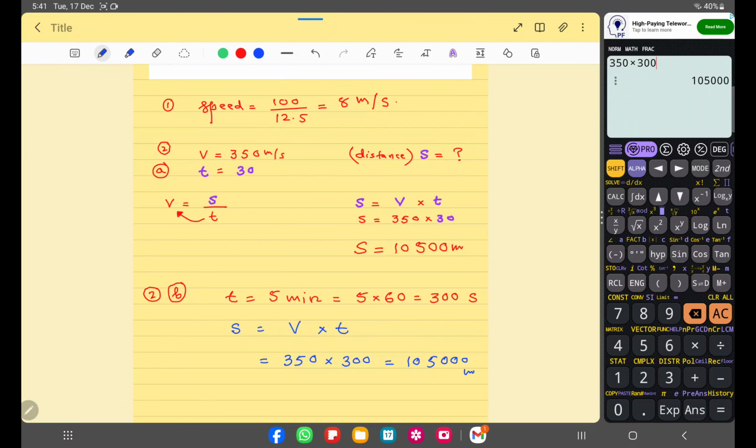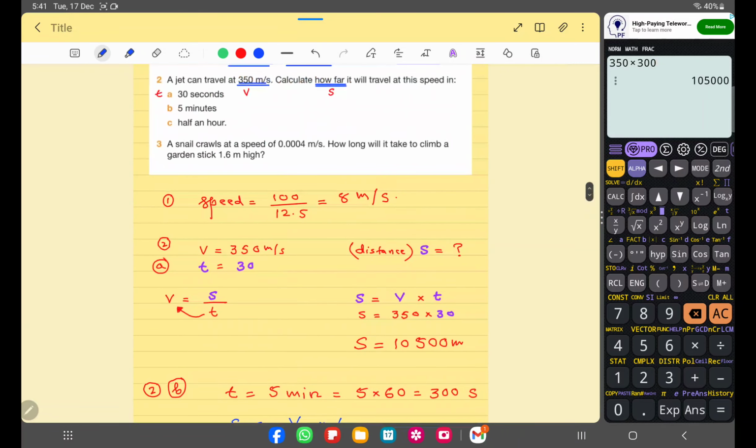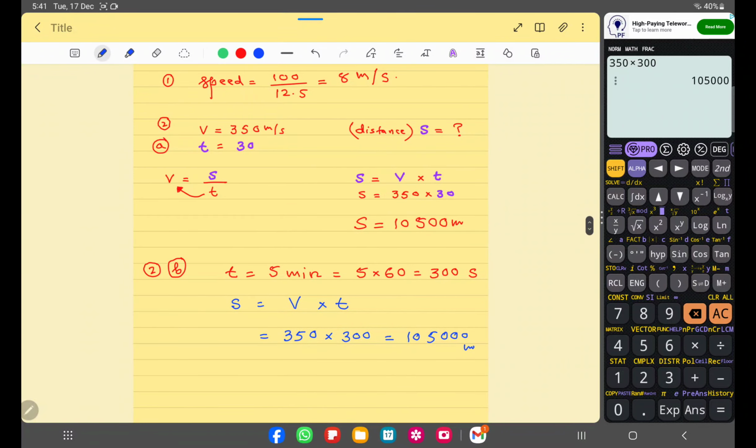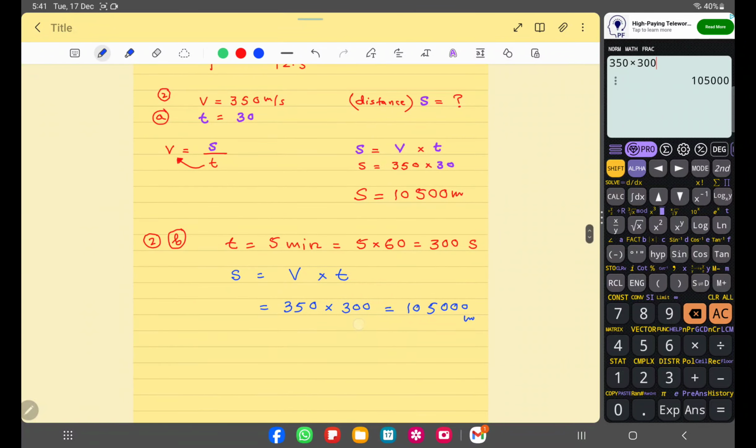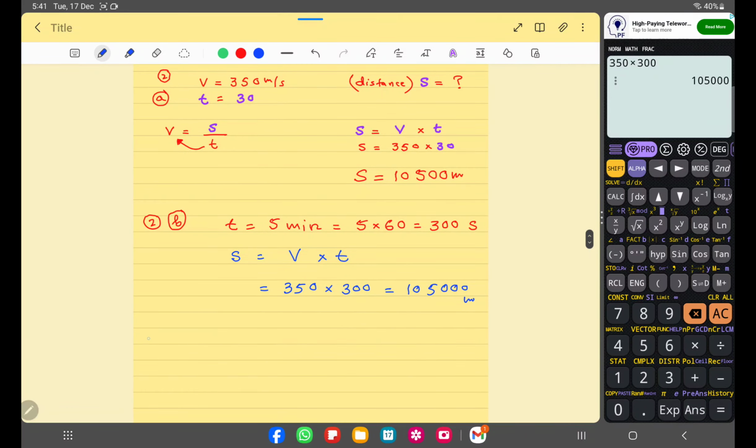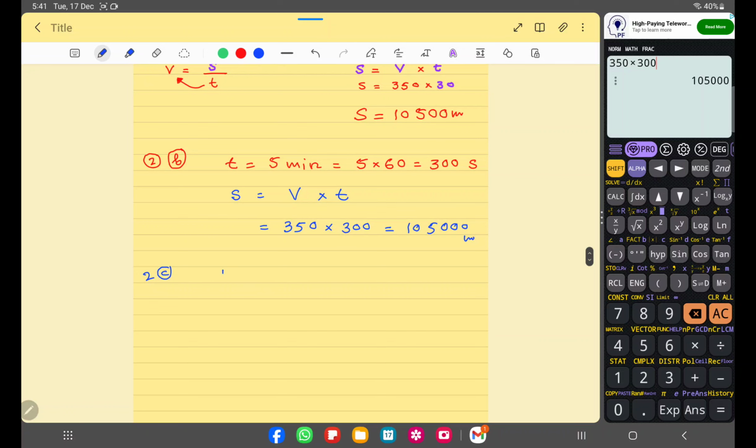That is 2B. And now I'm solving the last part, that is half an hour. How many seconds do you know in 1 hour and how many seconds in half an hour? Yes, sir, in 1 hour there are 60 minutes and each minute has 60 seconds. So it is 3600 seconds in 1 hour. And if we are dealing with half an hour, then it will be halved. So it will be 1800.